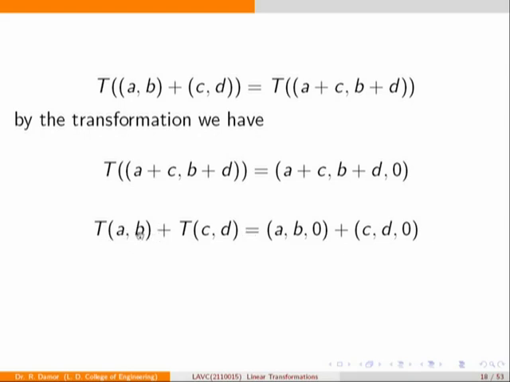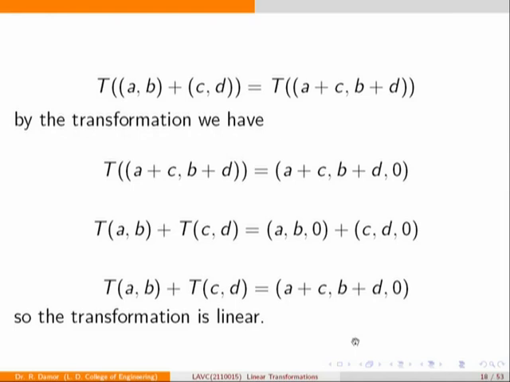T of (a, b, 0) is (a, b, 0) and T of (c, d, 0) is (c, d, 0). Clear? So this is (a plus c, b plus d, 0). You have to look out for that. So this is the last equation with the second equation, (a plus c, b plus d, 0). So you must write that T of (a plus c, b plus d, 0) can be written as T of (a, b, 0) plus T of (c, d, 0). So this satisfies the additive property. So the first condition for the linear transformation is satisfied.